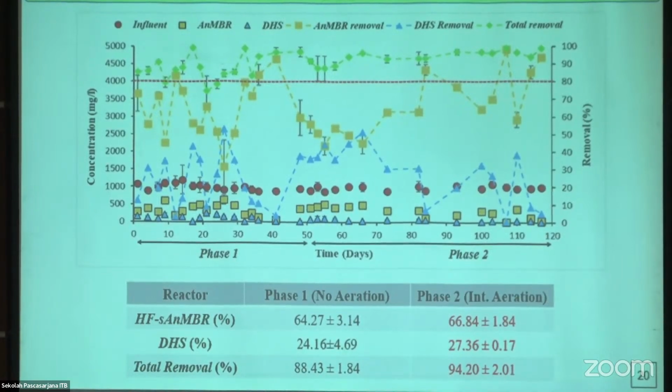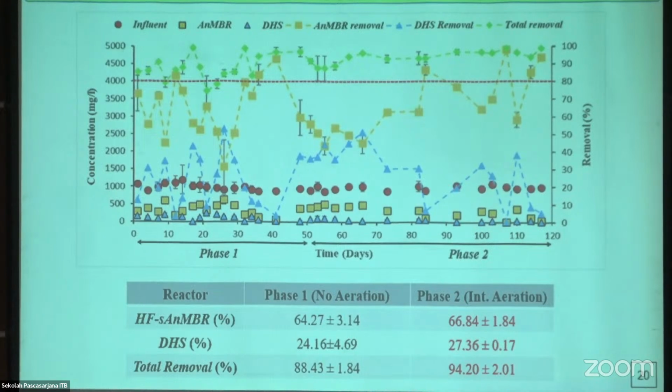toxicity. For example, from the NMBR, we could see too much fluctuation. Maybe it's because of the toxicity and the changes of the microbial biofilm on the membrane surface. But in the DHS, we could see that the results are very constant. This blue triangle shows it. But there is fluctuation without aeration.